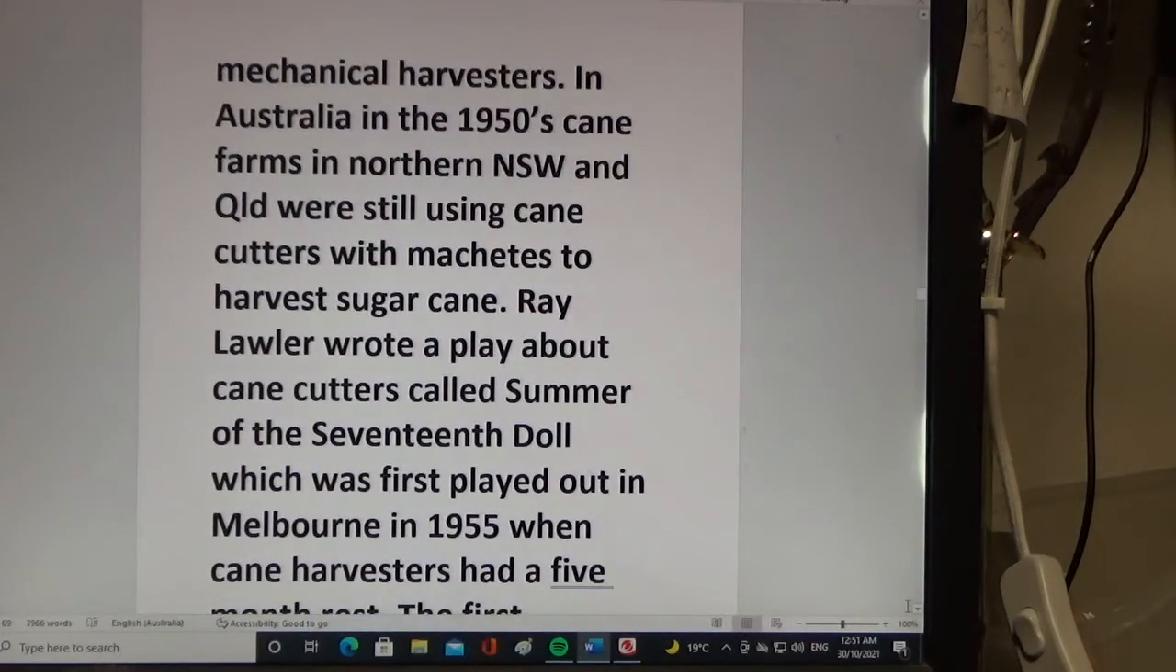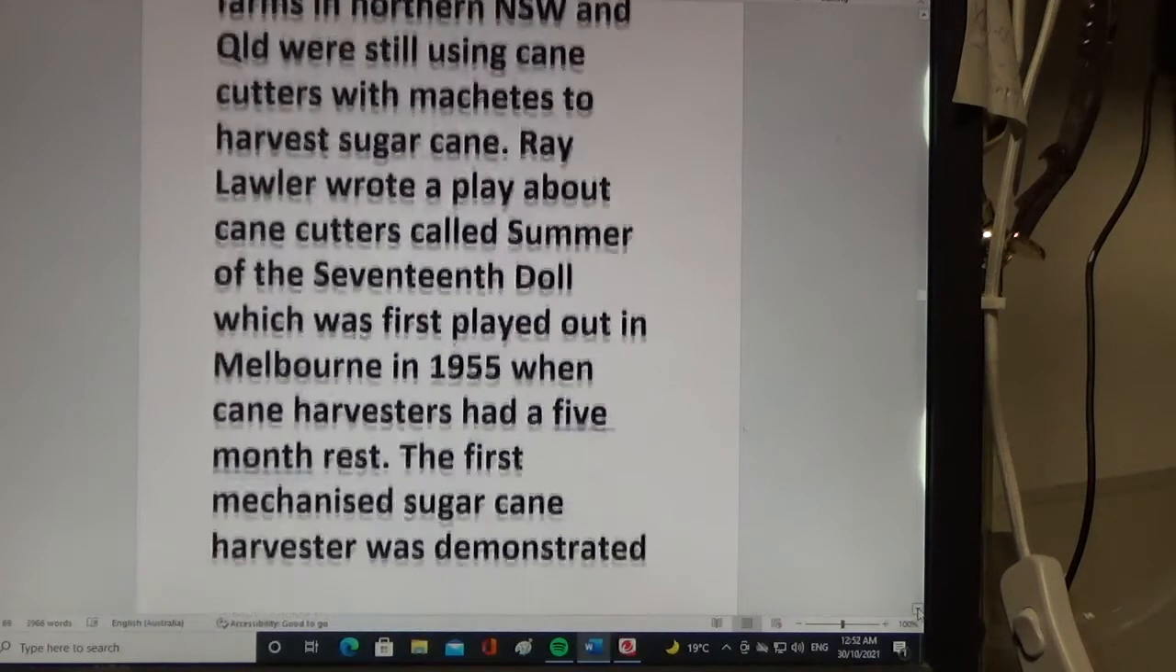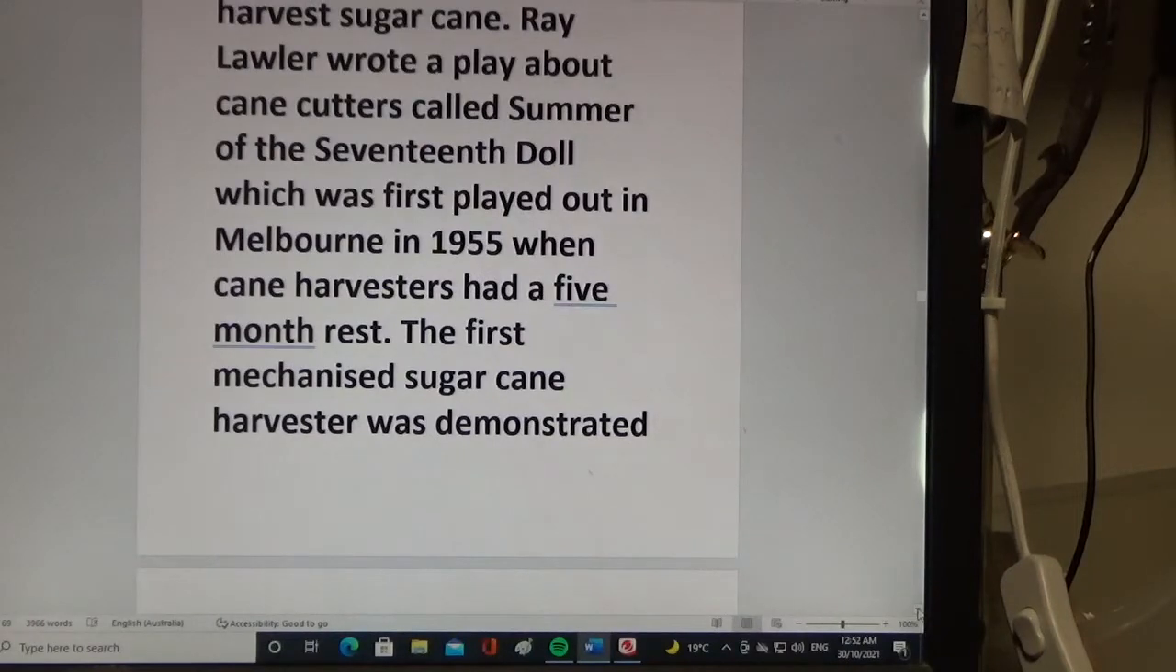Back home in Australia, in the 1950s, sugarcane in northern New South Wales and Queensland was still cut using blokes with machetes, cane cutters, who lived in cane cutter huts, and they had 5 months off each year. It was back-breaking work before the days of machinery. Ray Lawler, the playwright, wrote a play about cane cutters called Summer of the Seventeenth Doll, which was first played in Melbourne in 1955, when cane harvesters had a 5-month break. They worked hard and played hard.